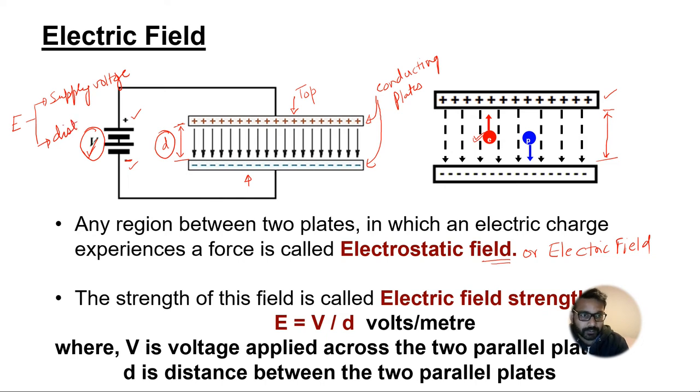Right? So electric field strength E is directly proportional to the supply voltage. That means the more voltage you give across the plates, the higher will be the electric field strength, and it is inversely proportional to the distance. That is, if you reduce the distance between the two plates, the electric field strength would again increase. So the formula for calculating electric field strength is E equals the supply voltage V divided by the distance d between the two parallel plates.